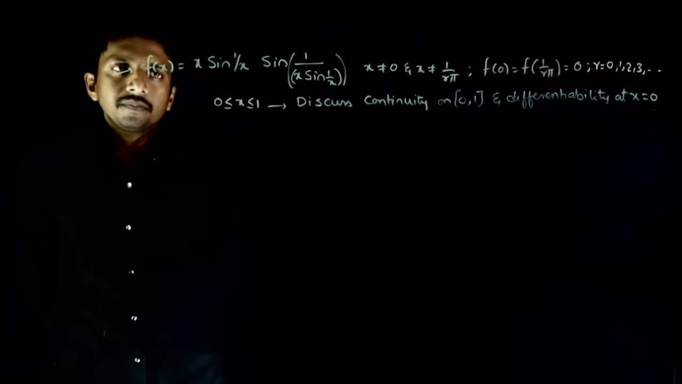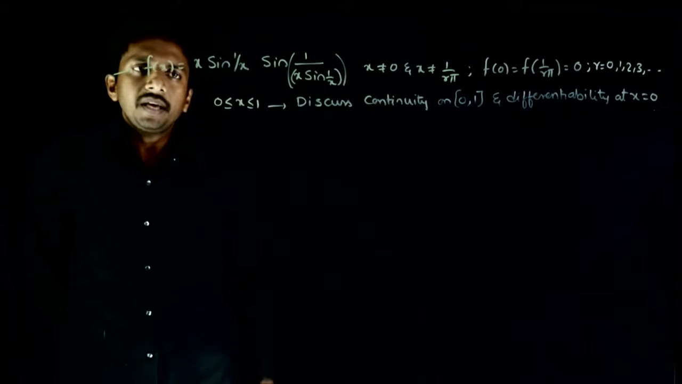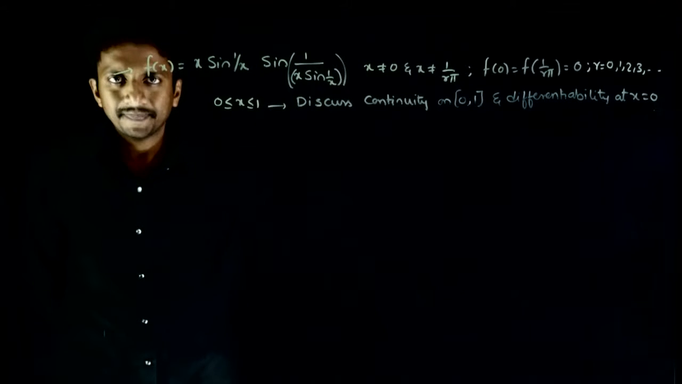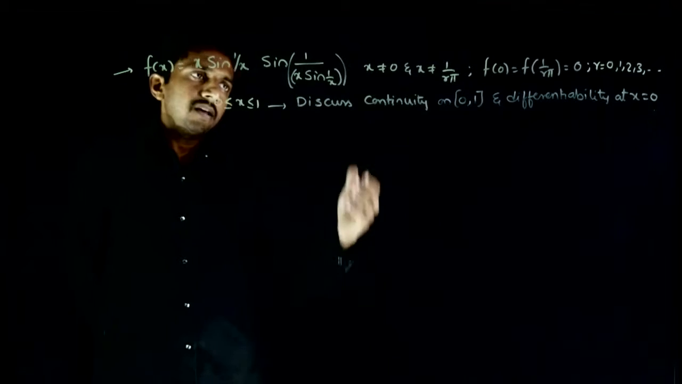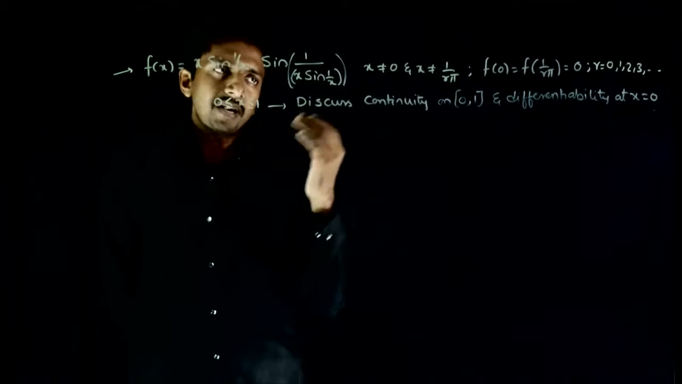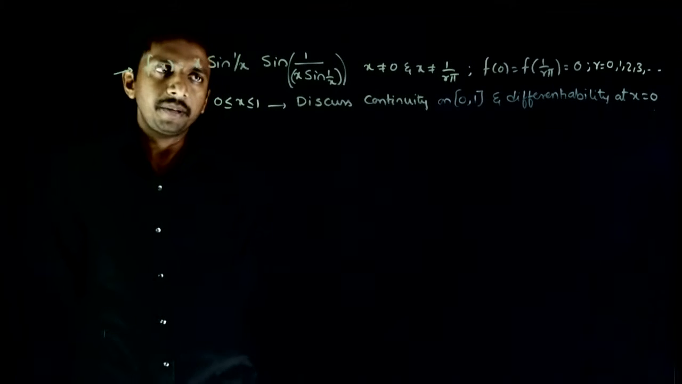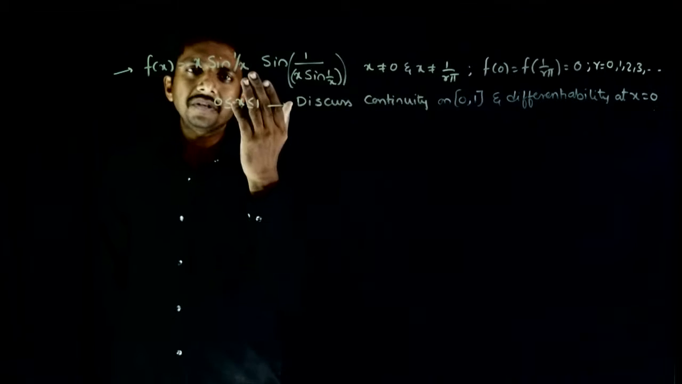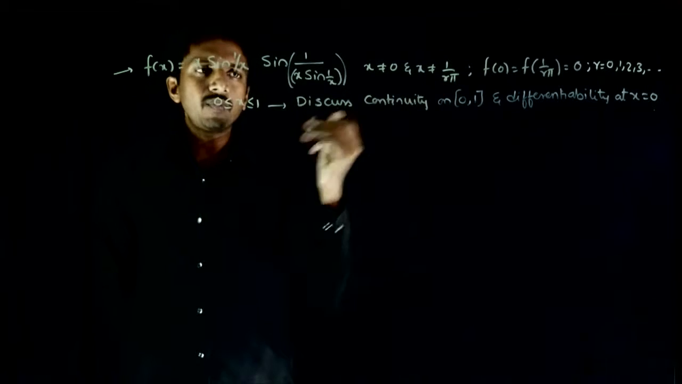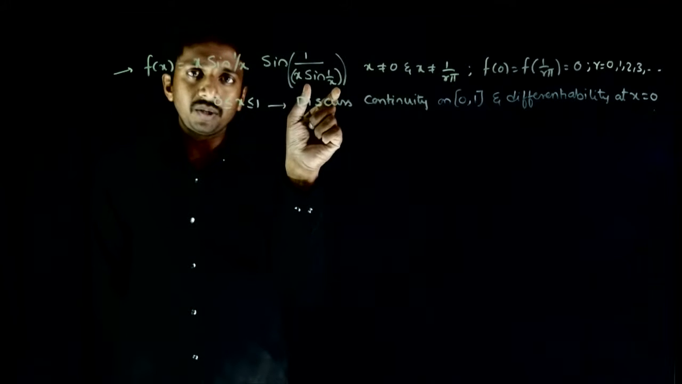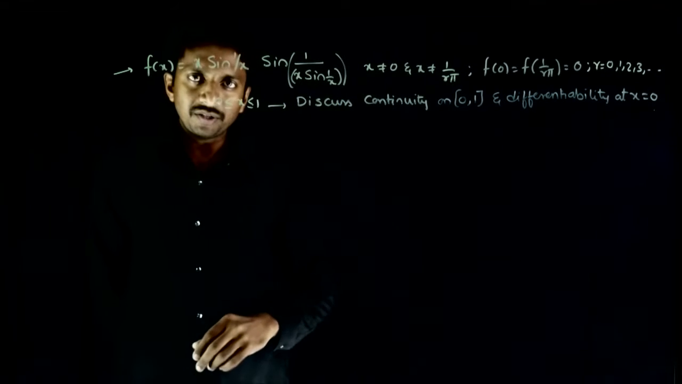So welcome students. इस क्वेश्चन में दिया है f of x is x sin 1 by x. This is the function value when x is not equal to 0 and when x is not equal to 1 by r pi. क्योंकि आप देख सकते हैं x equal to 0 में फंक्शन डिफाइंड नहीं है, x equal to 1 by r pi में यह फंक्शन नॉट डिफाइंड है क्योंकि sin 1 by x 0 हो जाएगा. ठीक है, डिनोमिनेटर इज नॉट डिफाइंड.